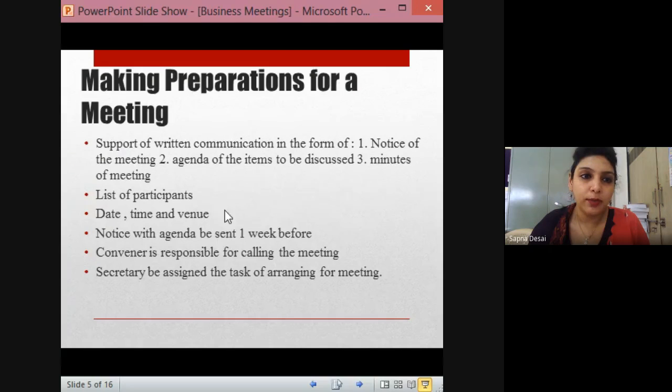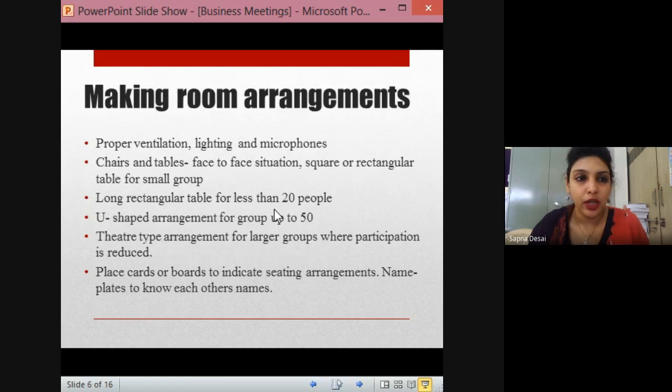Now, what are the preparations? We have seen the preparations. A notice of the meeting has to be there. An agenda of the items should be there. Minutes of the meeting have to be drafted. Who are the people who are going to participate in the meeting has to be made clear. The list of all those participants has to be made. And then we saw the room arrangements.